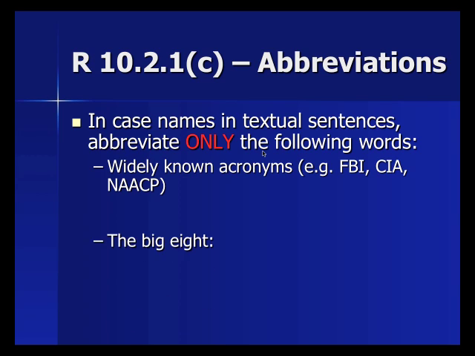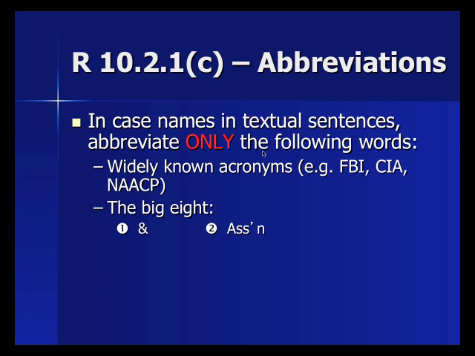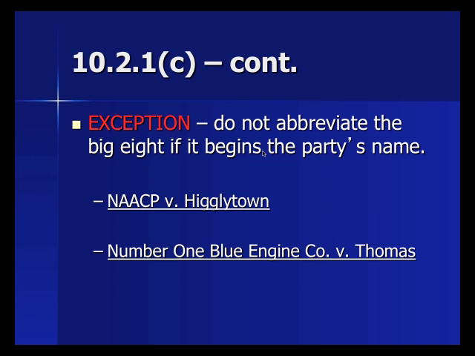Second, abbreviate the Big Eight. These are words commonly associated with business names or business entities. They include and, association, brothers, company, corporation, incorporated, limited, and number. But do not abbreviate any of the Big Eight if they begin a party's name. You may still abbreviate the widely known acronyms, though.